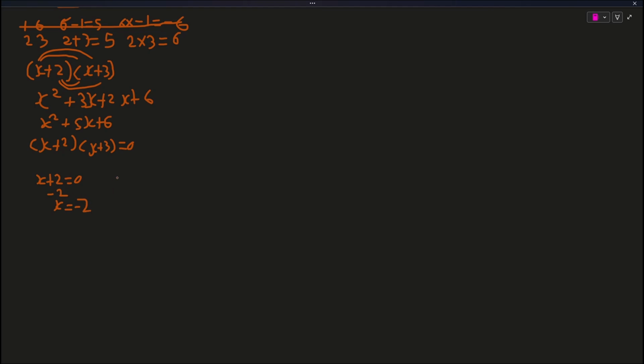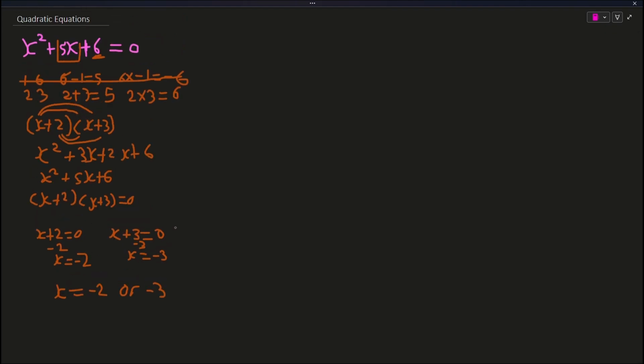The same with x plus 3, right? x plus 3 is equal to 0. x is equal to minus 3. We need to subtract 3 from both sides. So the solution is either x is equal to minus 2 or minus 3. So that is how you would solve this expression.